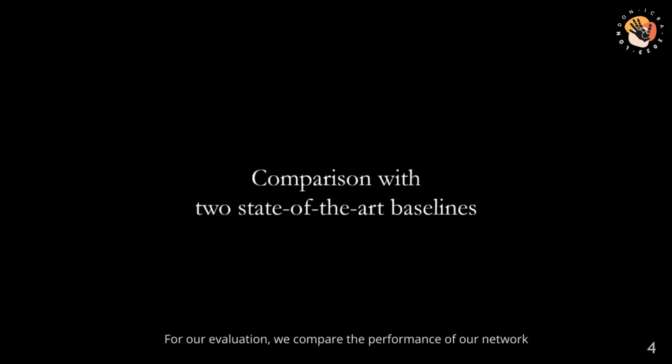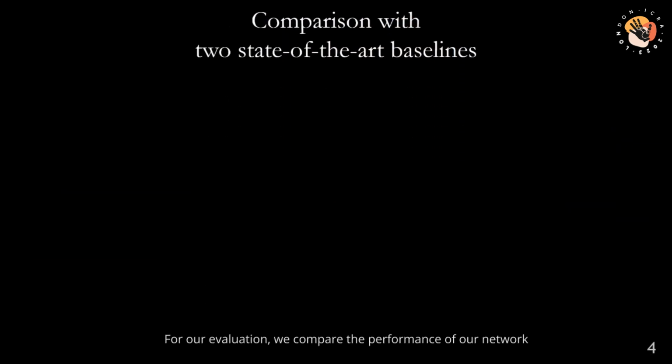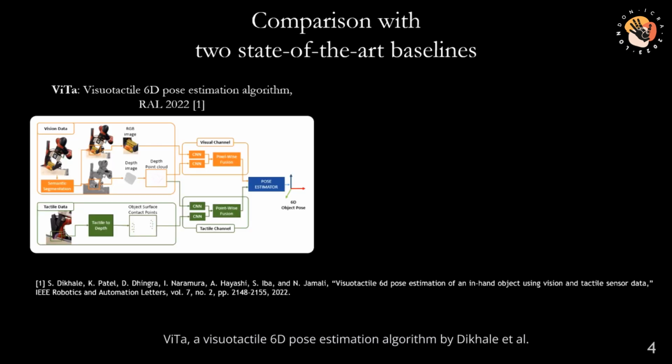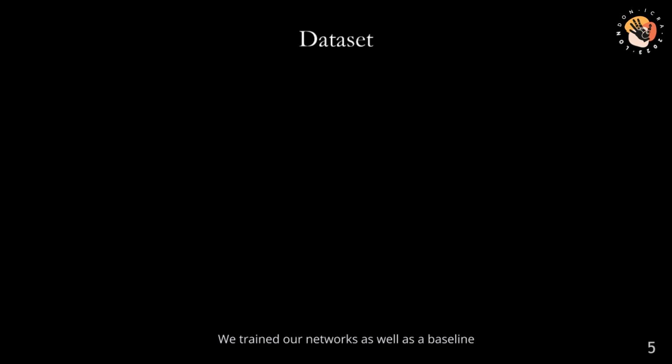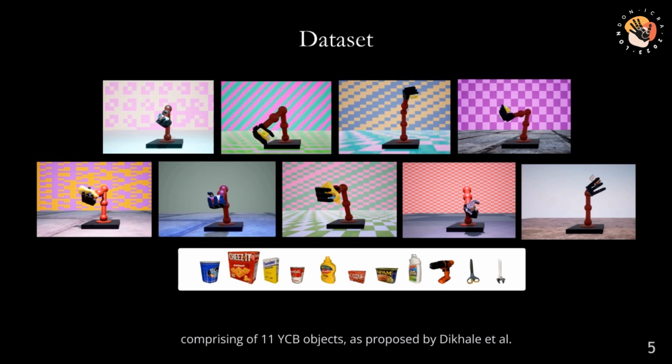For our evaluation, we compare the performance of our network with two state-of-the-art baselines: VITA, a visuotactile 6D pose estimation algorithm by Dikhale et al., and PointGNN, a graph-based object detection method by Shi et al., repurposed as a graph-based 6D pose estimation baseline. We trained our networks as well as the baseline on a synthetic domain randomized dataset comprising 11 YCB objects, as proposed by Dikhale et al.